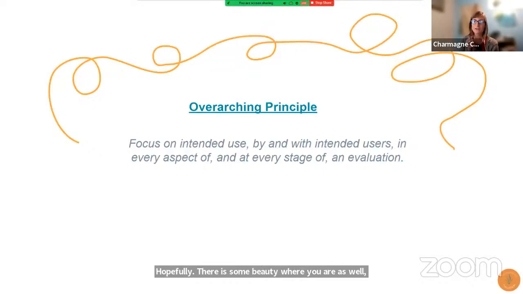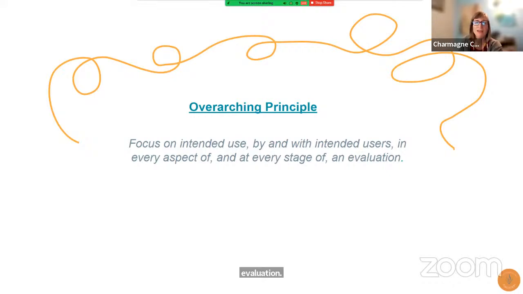And as we begin, for those of you who've joined us for many of these webinars, this will be slight review for you, but we just want to start from the beginning of our principles-focused, utilization-focused evaluation model, which is our overarching principle of utilization-focused evaluation, which is to focus on use by and with intended users in every aspect of and at every stage of an evaluation. So that is the overarching principle that guides everything that we do with utilization-focused evaluation. And with these webinars, we're walking you through some of the operating principles that support reaching that overarching principle.